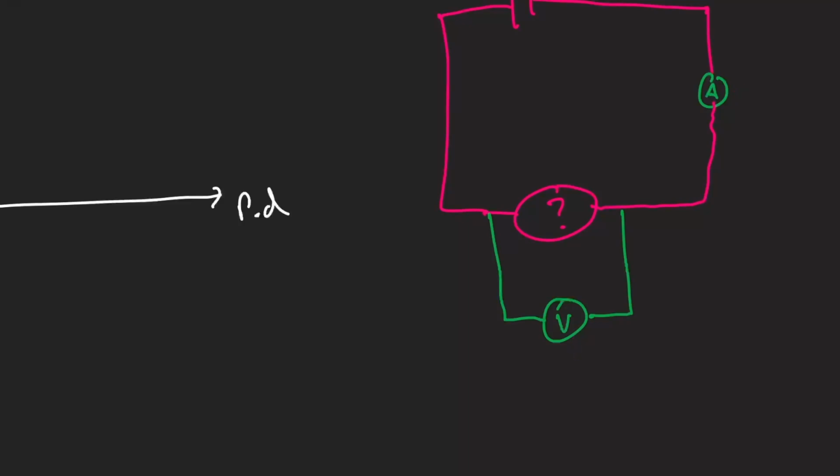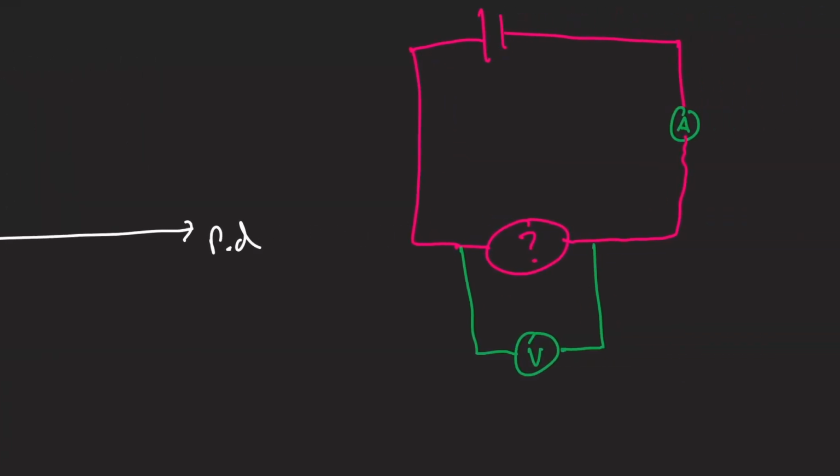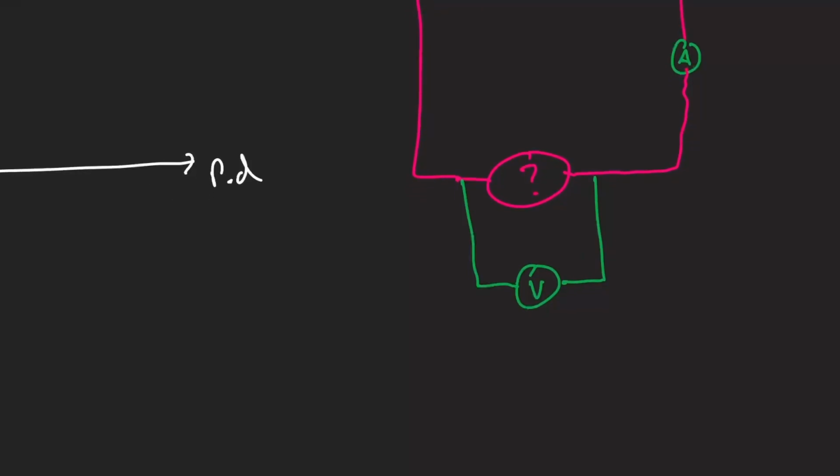But then the question is, how do we actually vary that? How do we get a range of measurements? Remember, we want to draw this graph, so we need measurements for potential difference across this whole graph, and then we need to plot the corresponding values of current. The idea is that we want our potential difference to be the independent variable and our current to be the dependent variable. Remember, the independent variable is the one that you change, and the dependent variable is the one that you measure.